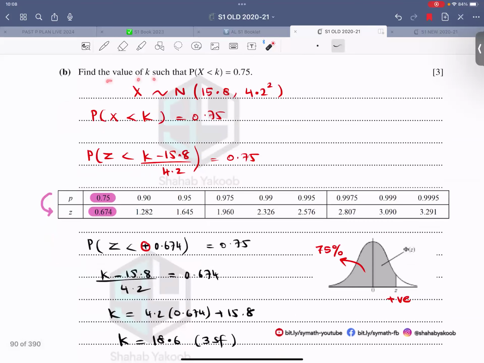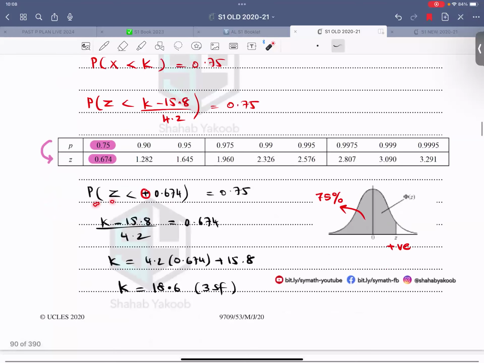The next one, back solving. Find the value of k such that probability x less than k is 0.75. So x follows a normal distribution. Probability x less than k is 0.75. You have the strip at the bottom of the page. 75% value is giving you a z value of 0.674. These are the famous values for which you don't have to look in the table: 75, 90, 95, 97.5, 99, and 99.5. And these are the famous 6 values. These are used very rarely.